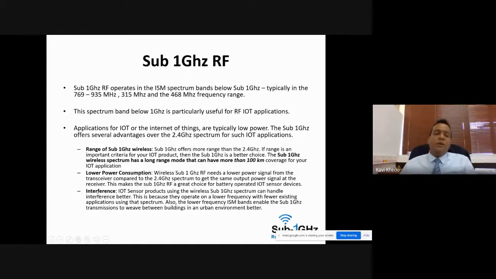And one other very important advantage of sub 1 gigahertz is that since the signal is low frequency, it is less affected by interference. Higher frequency signals are more affected by interference. Interference means anything: walls, vehicles, trees. When it is raining, all these interfere with our signal. Low frequency signals are less affected by noise, by obstacles, by interference. This is very important.